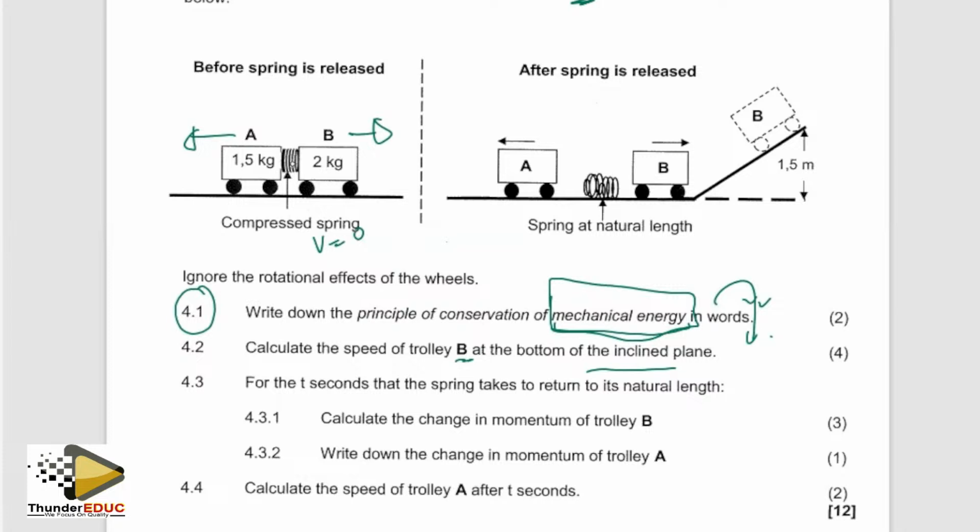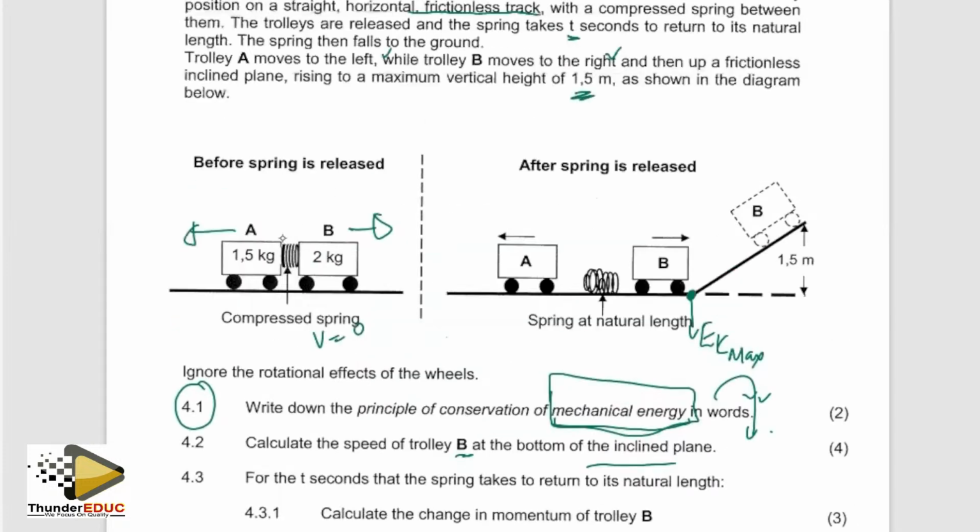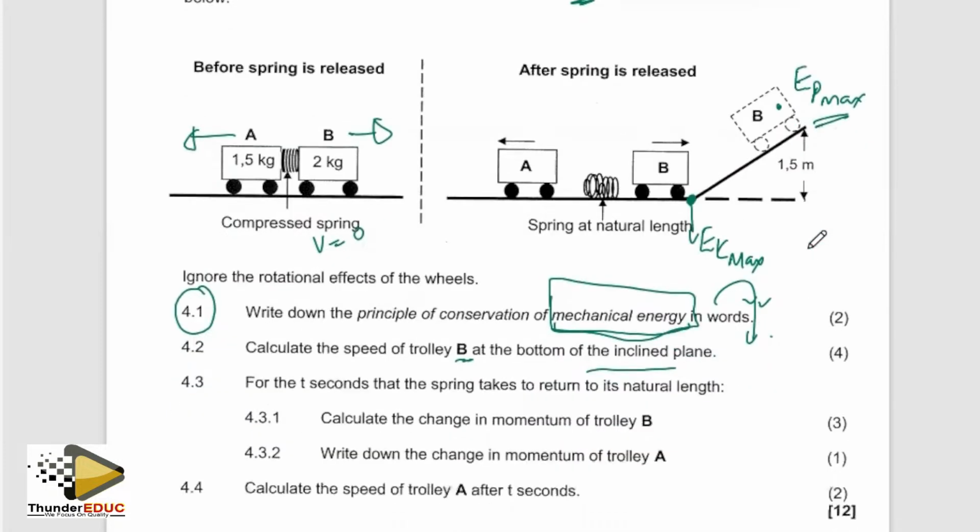So we know that at the bottom of the incline, we're going to have the EK max. Then they told us this object just moves to the right and then up a frictionless rise to a maximum height. So this is the highest point, which means we're going to have EP max at that point. So kinetic energy and then the gravitational potential energy.